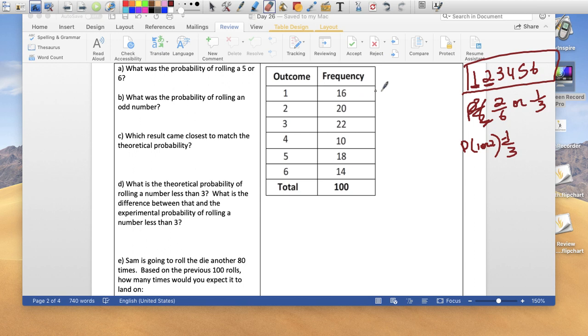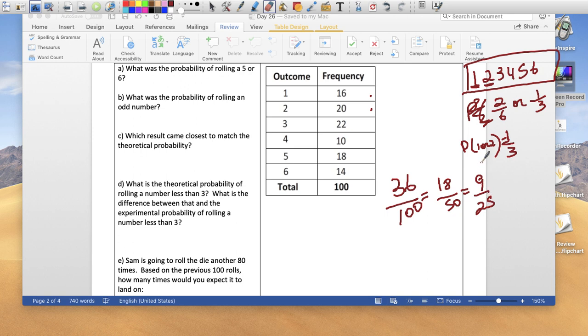In my experiment, what was the probability of landing on 1 or 2? So we landed on 1 16 times and landed on 2 20 times. So that's a total of 36 out of 100. And can we simplify that? 18 over 50, and simplify that again, 9 out of 25. And what was the difference from the theoretical? The theoretical was 1/3, and the experimental was 9 out of 25.